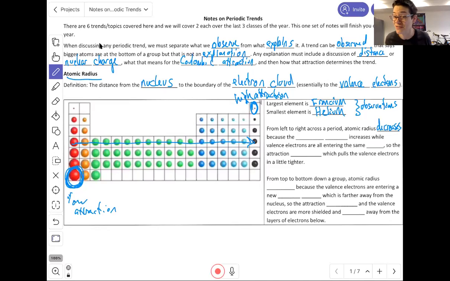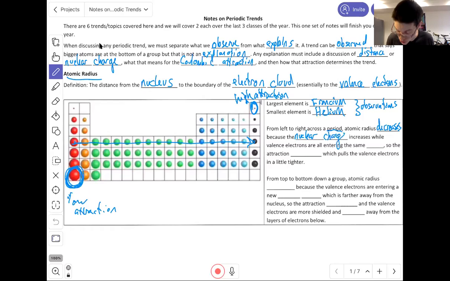Now, did it decrease very much? Kind of. You can see that in the first couple of periods it's a little bit more, and you can tell that this red one is bigger than this black one, but it's not like it changed a whole lot, but it does decrease. And the reason anything happens in a period is because of the nuclear charge.